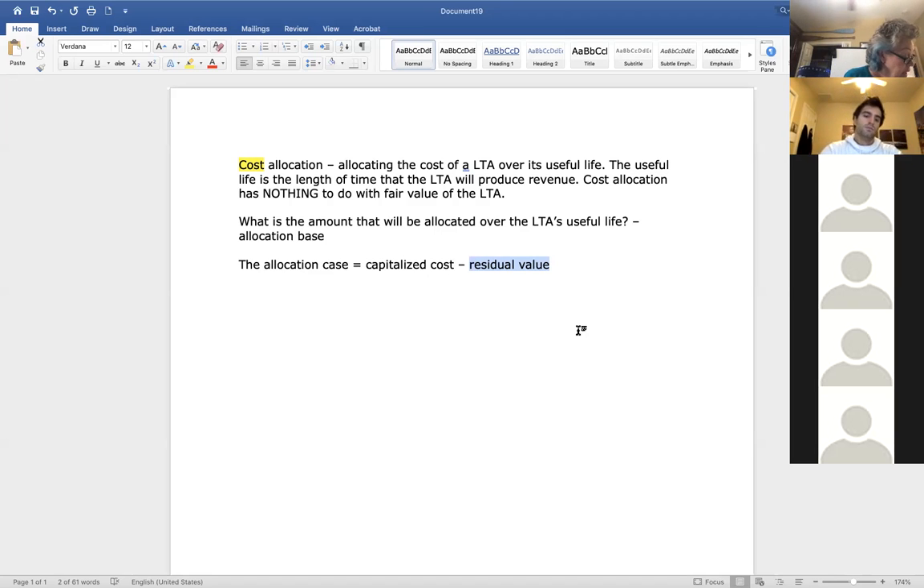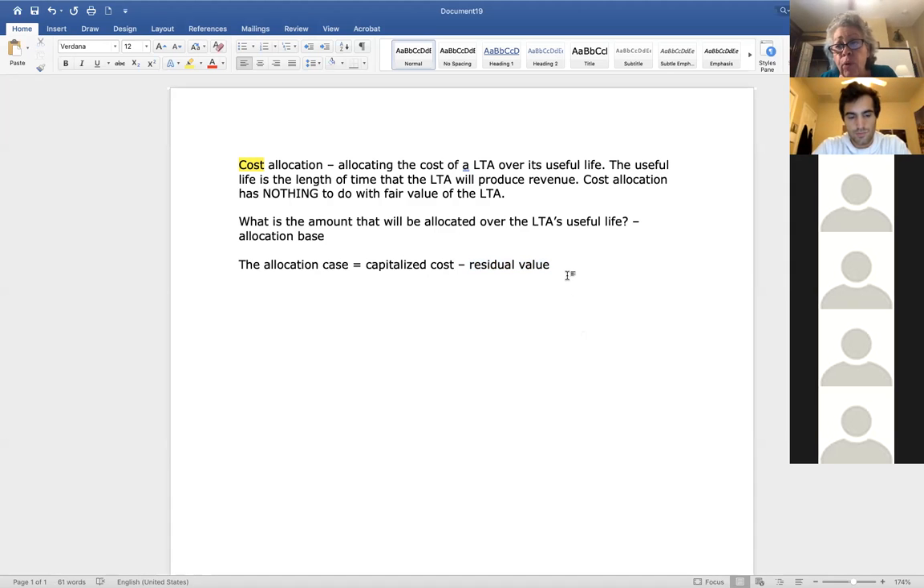You can see at the very last paragraph on page 573 that the allocation base is called the depreciable base for a tangible asset, the amortizable base for a definite life intangible, and the depletable base for a natural resource. So the depreciable base for a tangible asset is the capitalized cost minus that residual value, the ultimate cost that's going to be allocated over the time period that I am generating revenue.